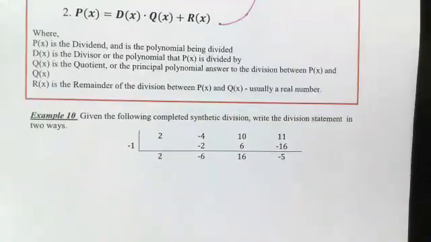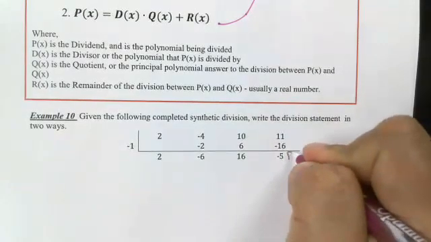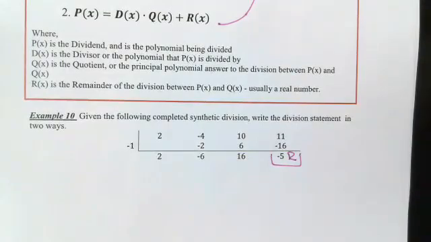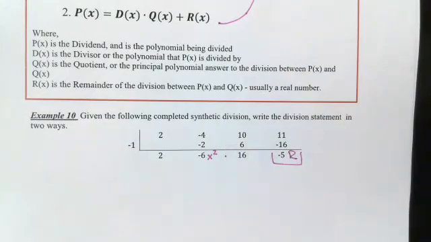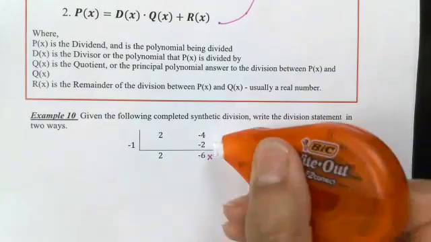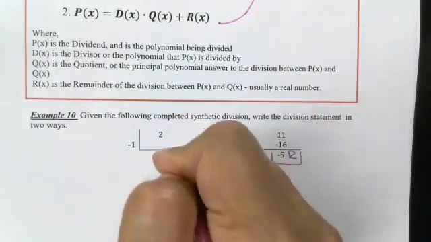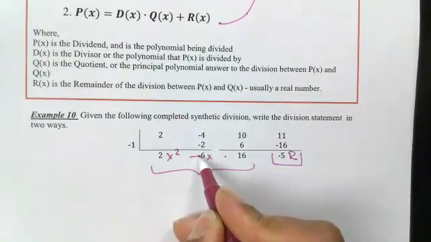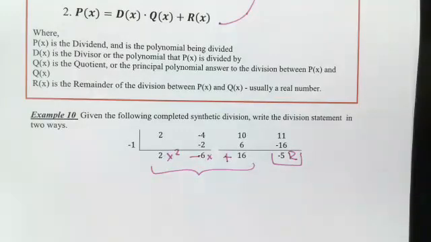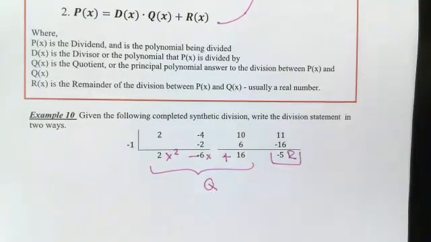So let's start with example 10, where a question is already done for us, a synthetic division. So our answer is right there. Here's our remainder, then the constant term, the x term, and then the x squared term. So the quotient is 2x squared minus 6x plus 16. That's the Q, right? Now, where is the polynomial that's being divided?